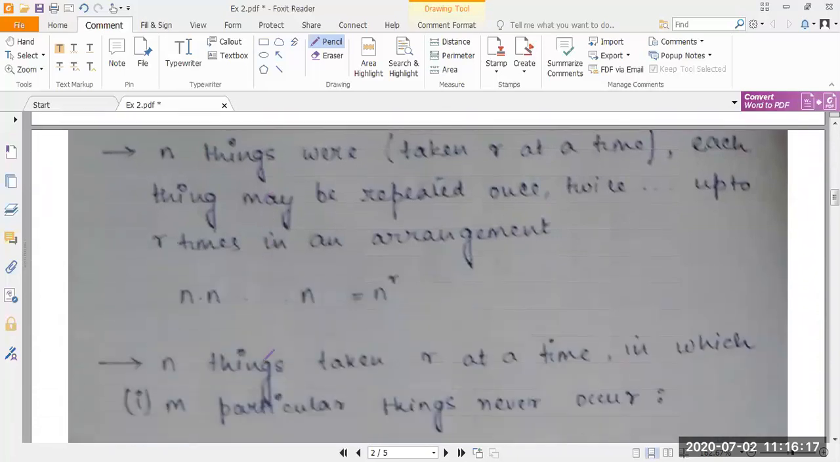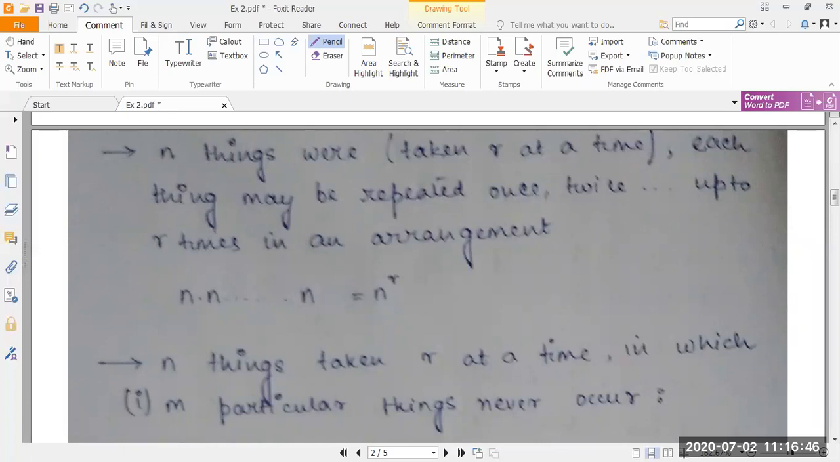Moving on, we have n things taken r at a time. Each thing may be repeated once, twice, up to r times in an arrangement. The difference between this and the previous formulas that we discussed is that when we take the first item, in my second draw, I cannot include the item that I've already drawn. But in this case, I can do so.